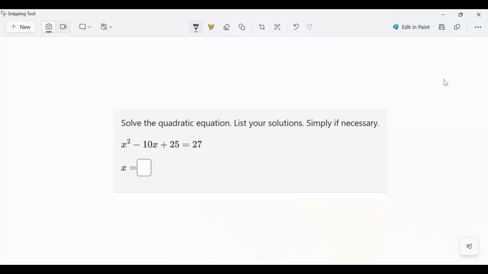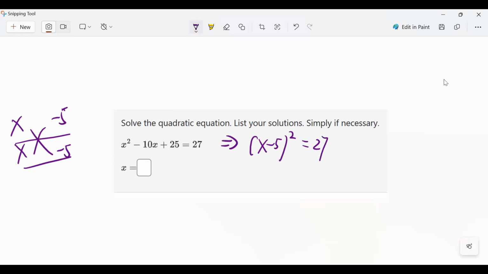All right, guys, let's go over the solution. First of all, we complete the square on x minus 5, so that becomes a perfect square. It's x minus 5 squared equal to 27. And again, you take the square root of both sides of the equation, and you put plus or minus, right? Whenever you take the square root, we have two solutions for the even root.